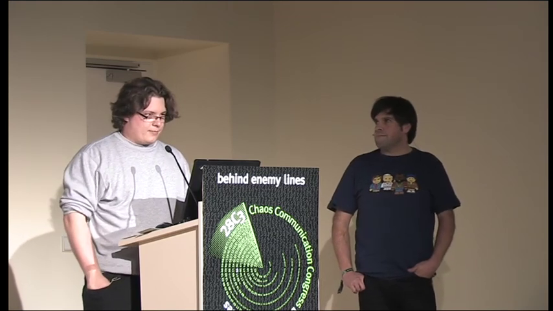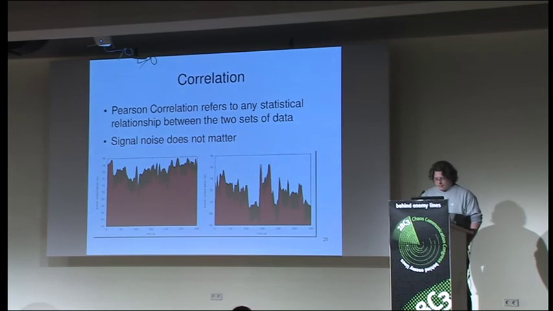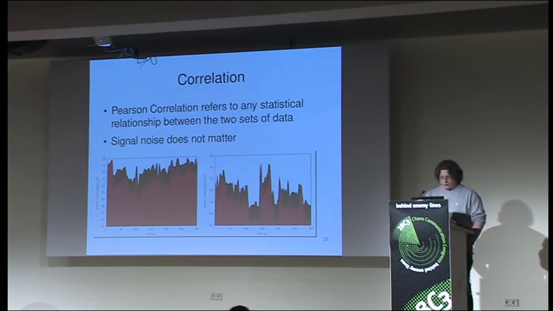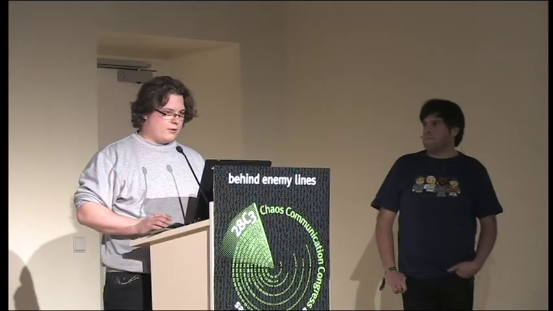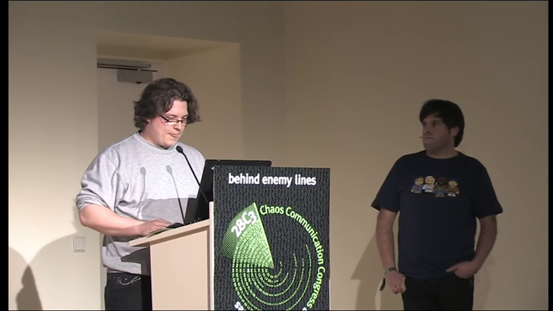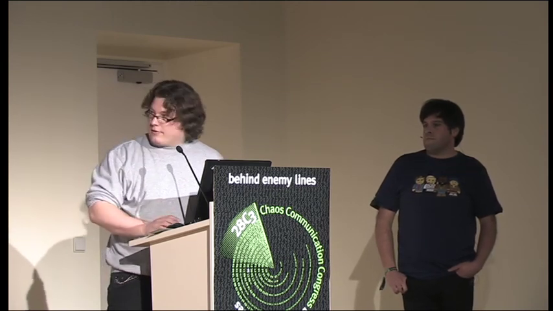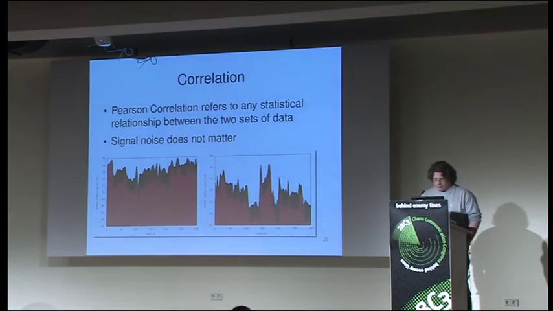Pearson correlation, in short, gives you a value from 1 to minus 1. For example, 1 when it's a perfect match. The closer you come to 0, the less you have a relationship. So in this context, the signal noise of other devices doesn't matter. As you can see here at the bottom, the overlaid graphs after the Pearson correlation.